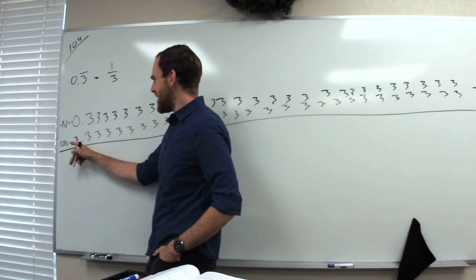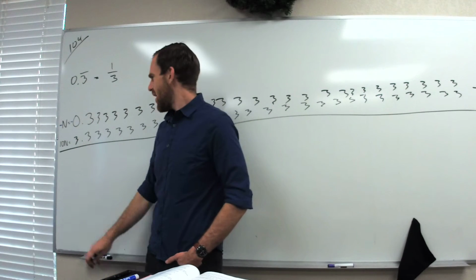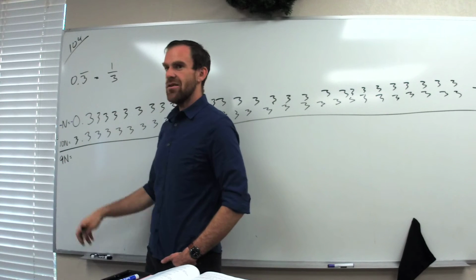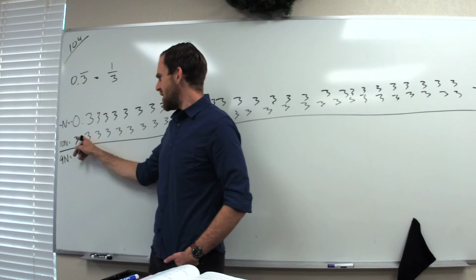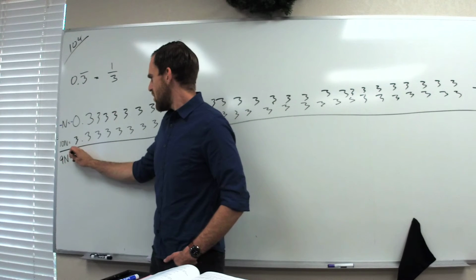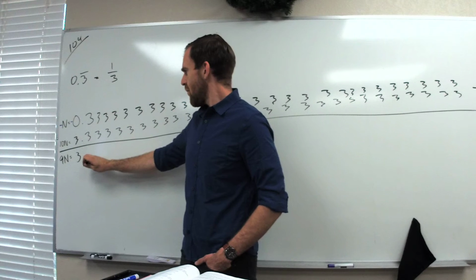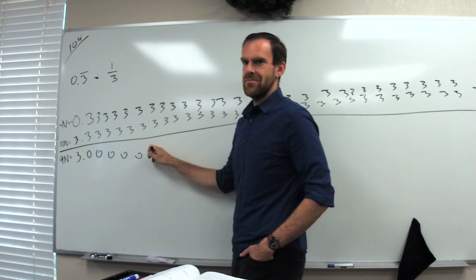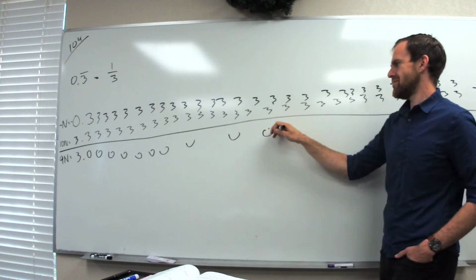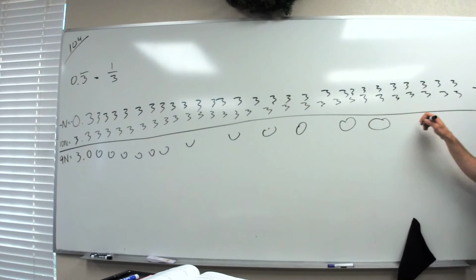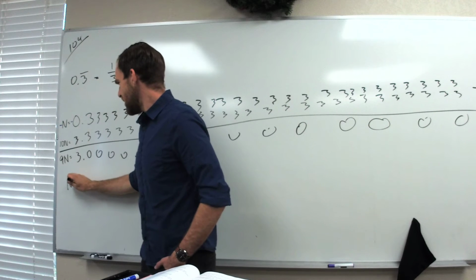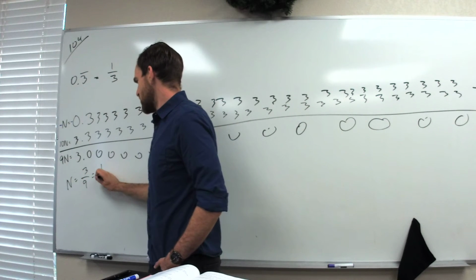Watch. What's 10n minus n? What's 3 minus 0? 3 minus 0 is 3. What's 0.3 minus 0.3? I need to work on closing my zeros. So, n equals 3 over 9, which equals 1/3.